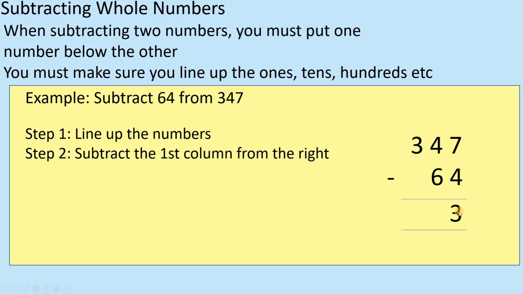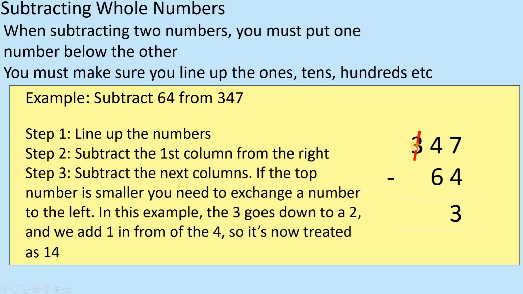Next column: 4 take away 6. The problem is that the 6 is bigger than the 4, so we need to make this bigger than 6. That means I need to exchange 1 from here. I take 1 off the 3, taking it down to 2, and add that to here, which makes the 4 into 14. So we're exchanging one of these into this column. Now I can do 14 take away 6, which gives you 8. And then I'm down to 2, so 2 take away nothing leaves me with 2.